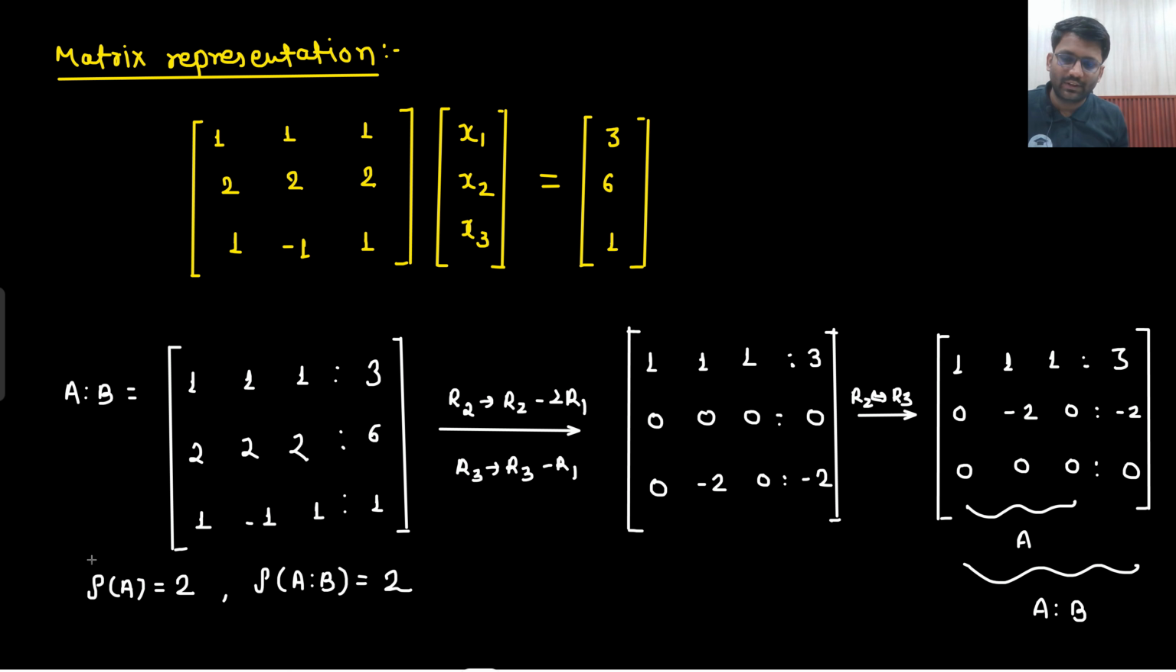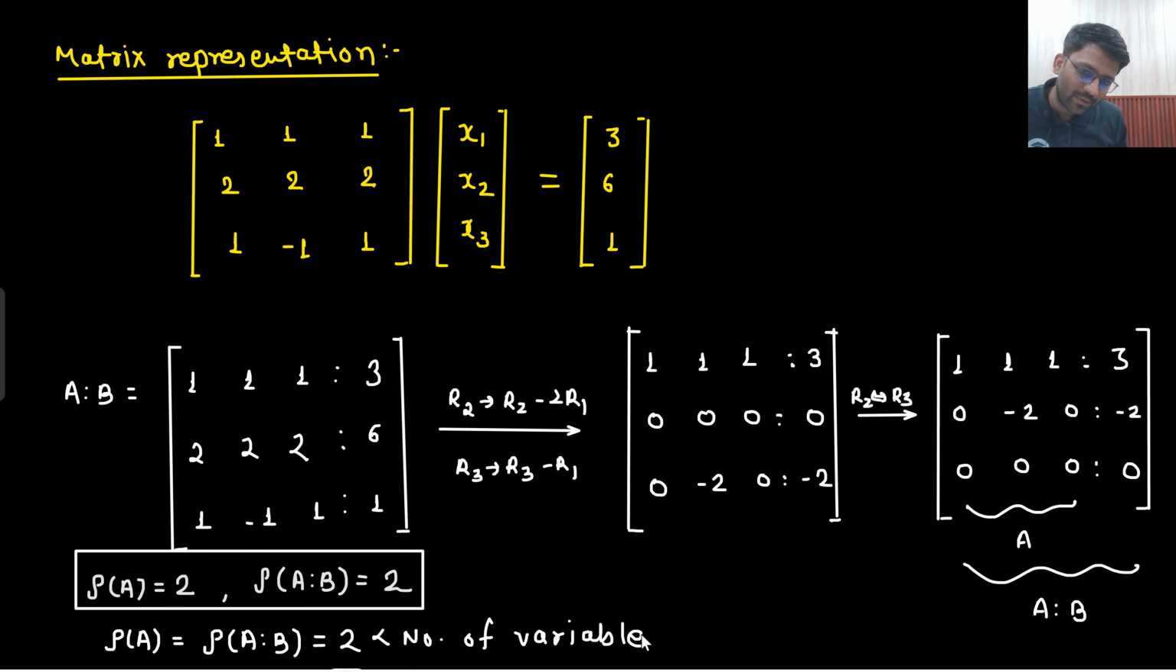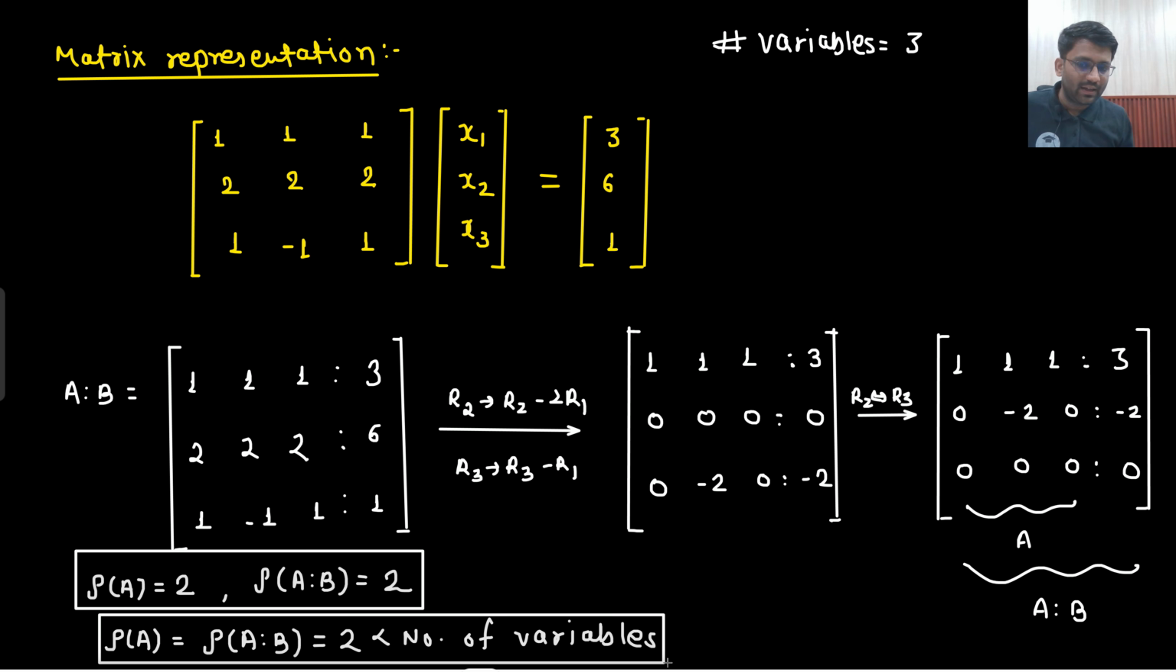The conclusion is that rank of A is equal to rank of A augmented B, that is equal to 2, which is less than the number of variables. What is the number of variables? Number of variables is 3. So 2 is less than 3. So this is the scenario we are getting, that rank of A equals rank of A augmented B, but that is less than the number of variables, which represents infinite solutions.